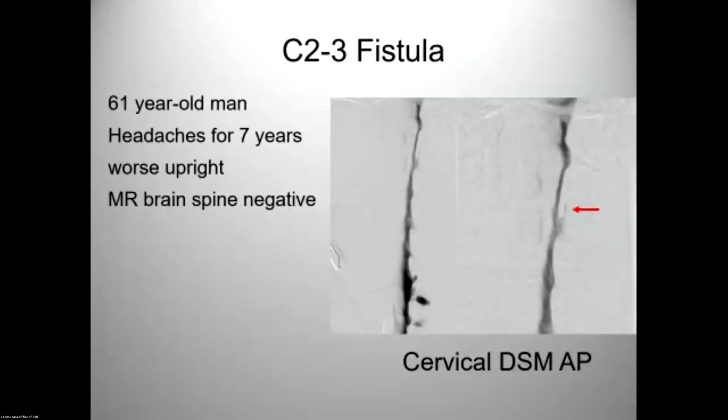In patients who have fistulas even higher, it's a little bit more tricky. This is a 61-year-old man who had headaches for 7 years, worse when upright. MR was negative, and there was still some concern that he could have a CSF venous fistula. After several different myelograms in different parts of the spine, we finally discovered this upper cervical C2-3 fistula.